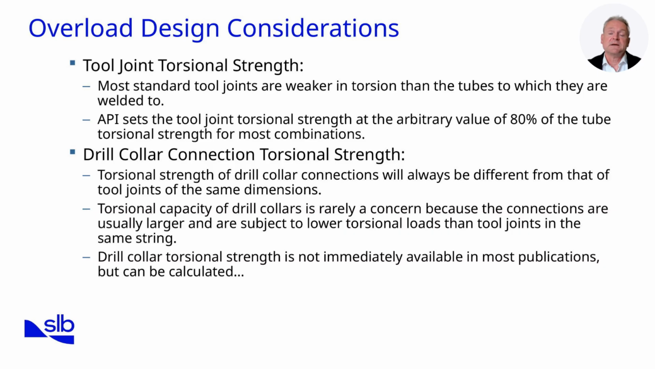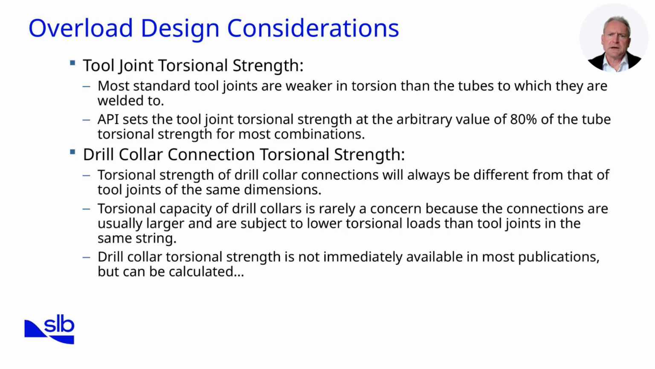When we move deeper into overload design, there are 3 major considerations. First, tool joints are usually the torsional weak link. Even though the drill pipe tube may appear strong in tension and torque, DS1 and API RP 7G assume most tool joints only provide about 80% of the torsional capacity of the pipe. This is because the threads and weld area act as stress concentrators, and torsional shear often initiates at these points. That's why torque checks must always focus on connections.